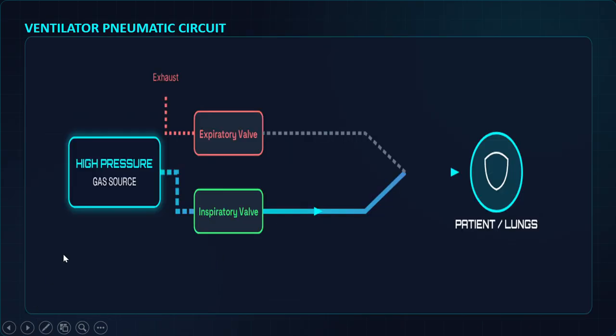The ventilator pneumatic circuit, the gas flow: the inspiratory valve opens and delivers the air to the lung, and then closes the inspiratory valve and opens the expiratory valve.